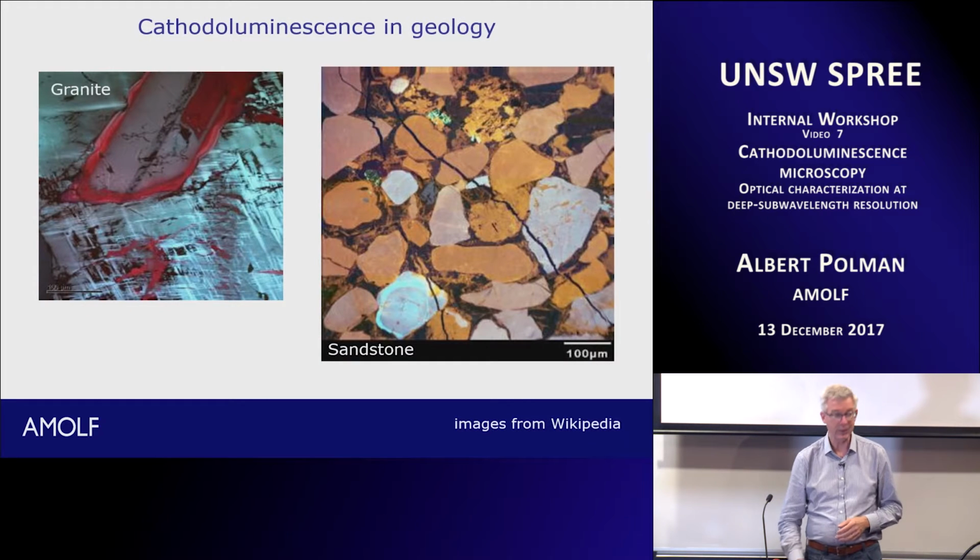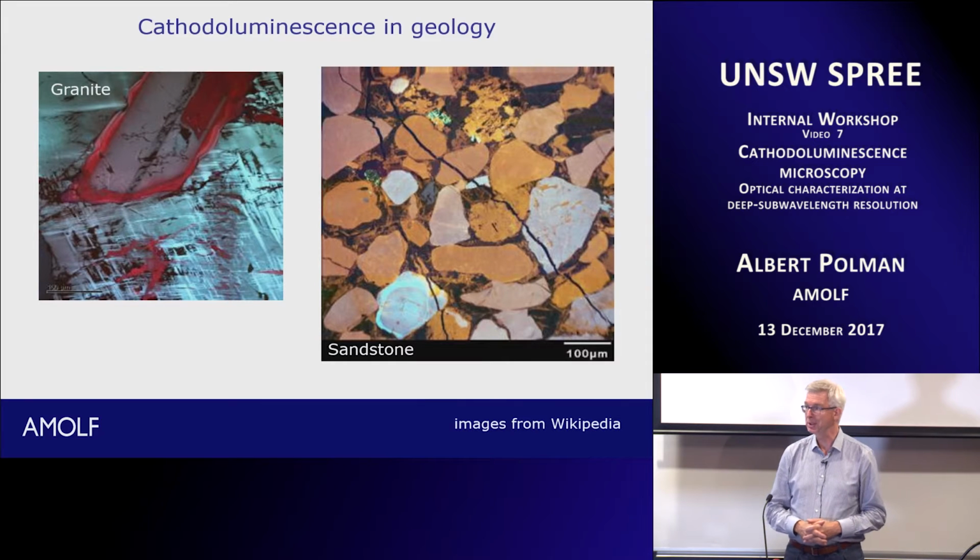And this, in fact, is a very old technique because geologists have been using this for 40, 50 years. So if you're a geologist in the field and you pick a piece of mineral and you want to know what it is, you can stick it in an electron microscope, you hit it with high energy electrons, and then the radiation, the light that comes out, the cathodoluminescence, it will tell you what the mineral is. Is it calcite? Is it granite?